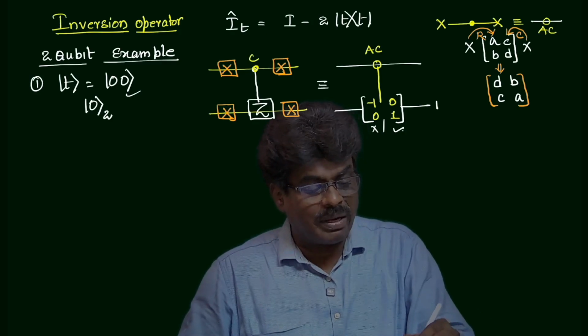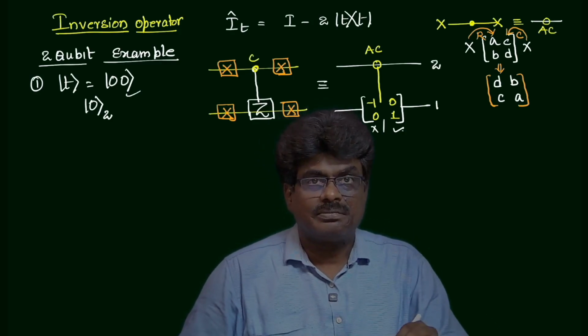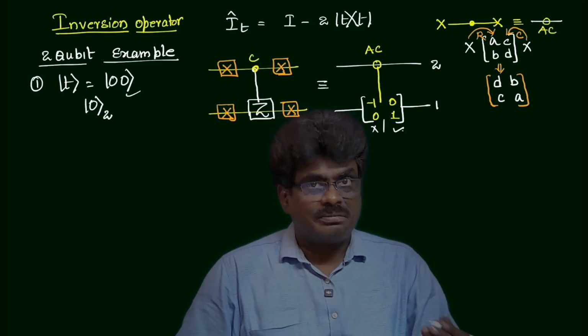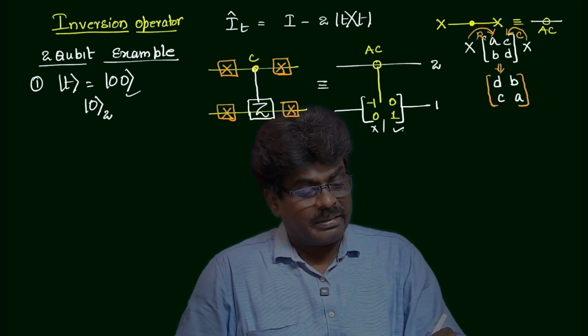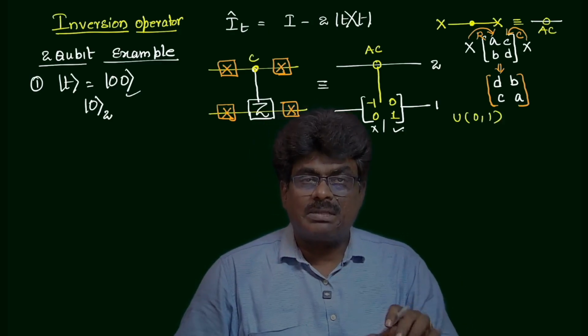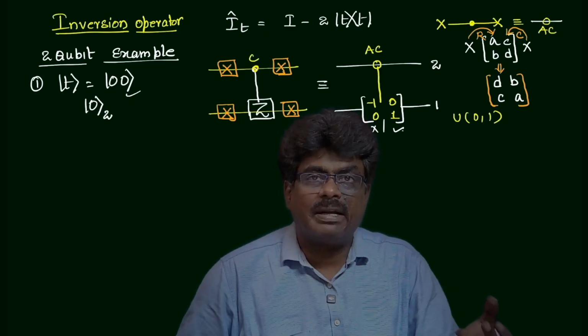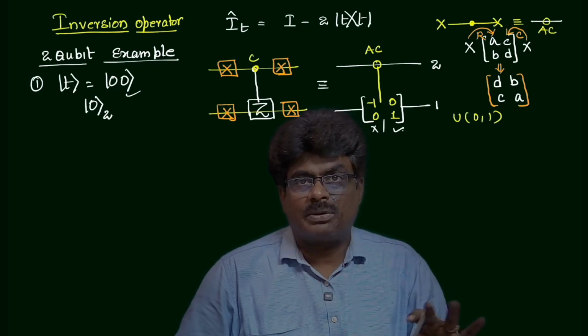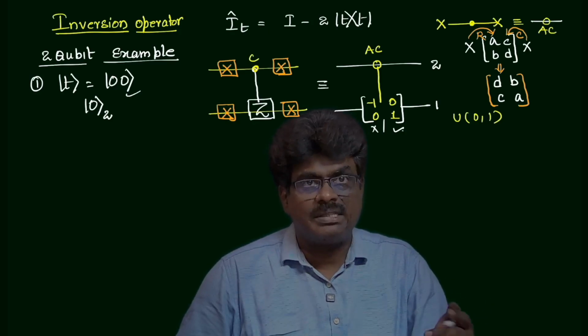And here it is 1 and here it is 2. Okay, so then finally this is anti-control, that means a 0. So that's why that unitary operation U of 0 comma 1. This decimal state notation I have already explained in the quantum circuit video, how to solve any quantum circuit by using decimal state notation easily.